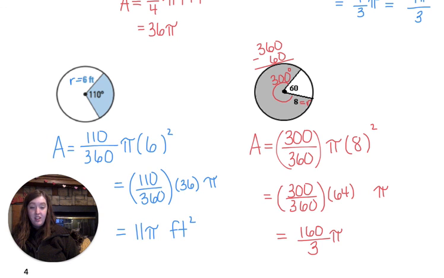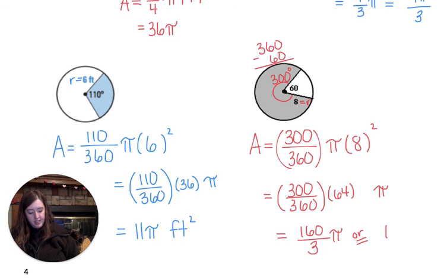Pi, or that pi can go up in our numerator. 160 pi over 3.